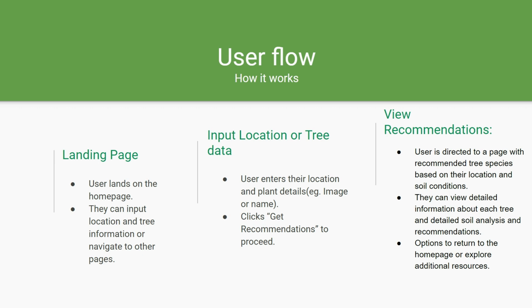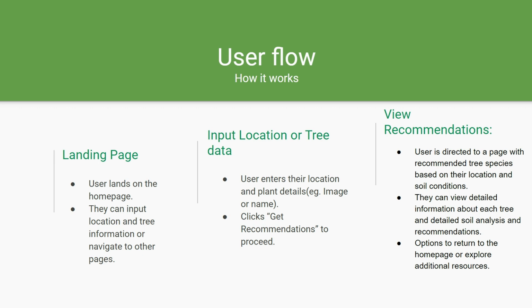The second step will be for the user to input the location or tree data. The user will enter their location by choosing from a drop down, or by providing the plant details. For example, they can provide the image of the plant they want to plant or the name to get the details, and then they'll click on get recommendation to proceed.